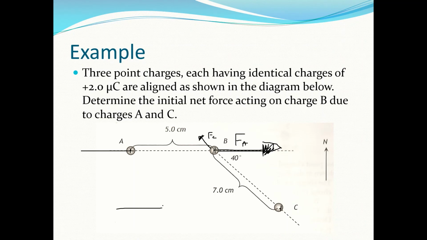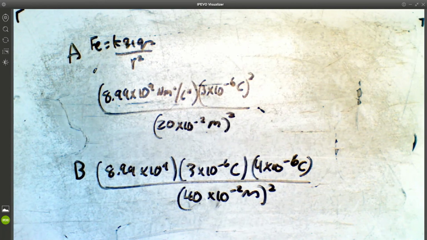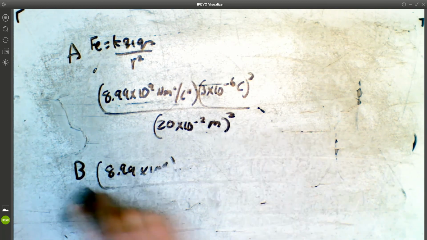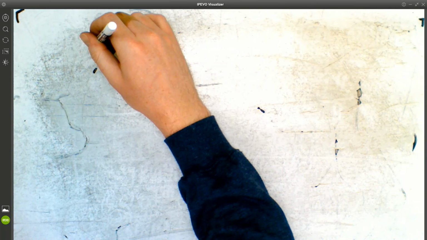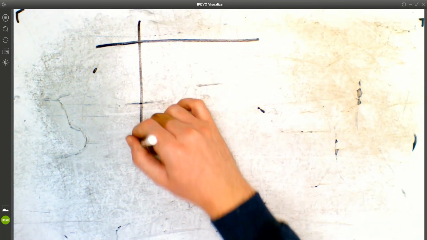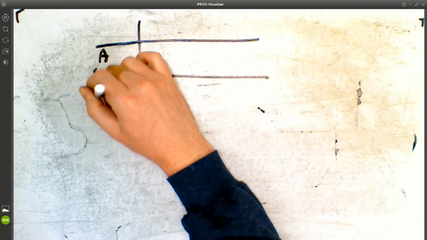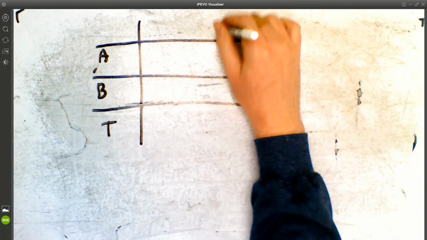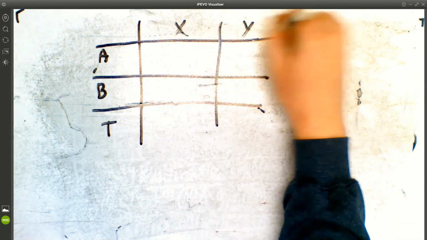So if we draw it tip to tail, right, this is B. Oops, this is C. Sorry about that. I don't know why it jumps around so much. So this is our net force. That doesn't make a right angle triangle. So what we need is an RCS chart. So that's what we're going to do, we're going to build an RCS chart. This is A, this is B, this is our total, this is X, and this is Y.